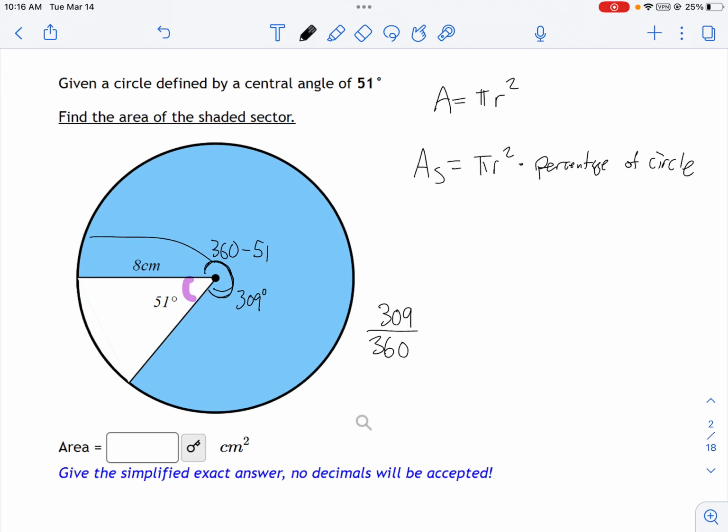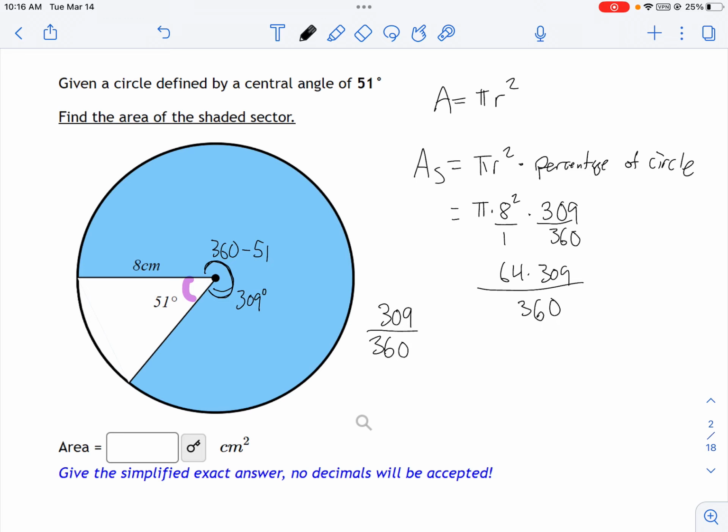We'll notice that the radius here is 8, from the center to the circumference, that's an 8 given to us. So that means we have pi times 8 squared, that's 64, times the percentage of circle we have, that's 309 over 360, bam. And then it just is a matter of simplifying this down. So 8 squared is 64, so that is multiplying into your numerator.